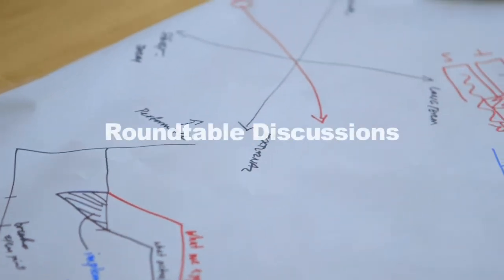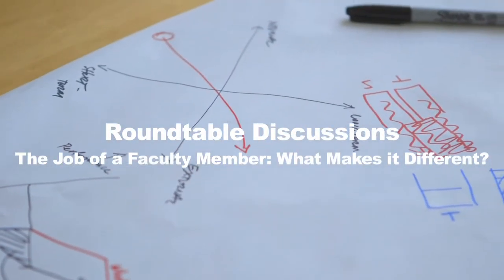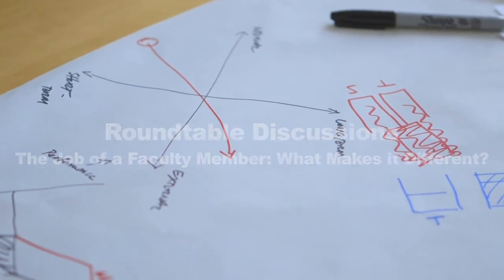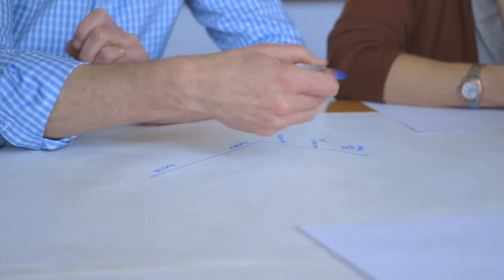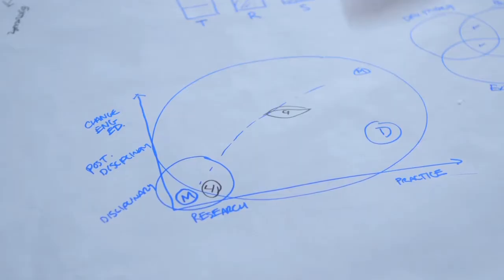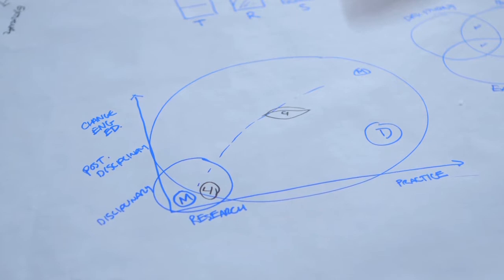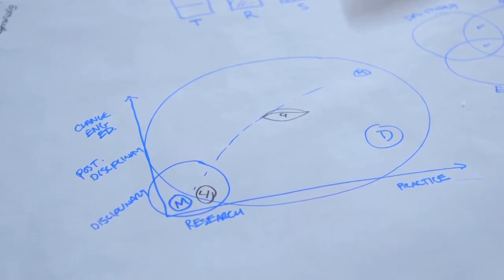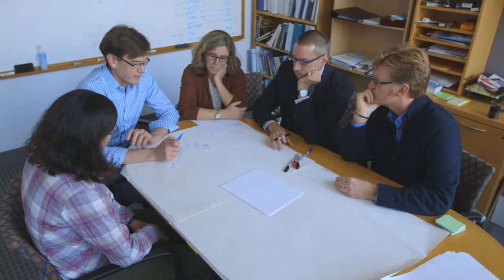One picture I've drawn before is one to think about what it is that faculty members do. One axis here is research to practice. Then another axis, and it's not really an axis, just categories: disciplinary work, interdisciplinary or post-disciplinary work, and then work around changing engineering education, which I think is maybe a separate category given Olin's mission around engineering education.